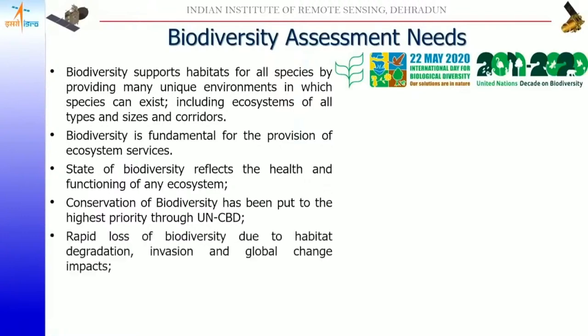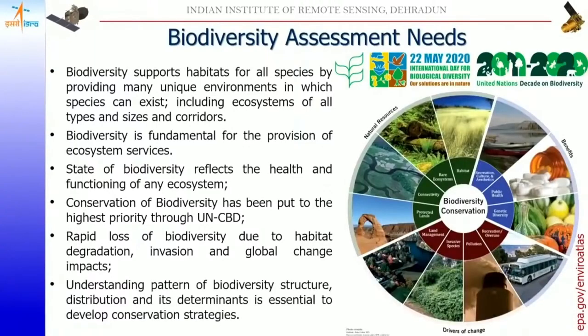If you see the recent trends, there is rapid loss of biodiversity in the industrialized era. It is basically due to the degradation of habitats or invasion, and also the global change impacts, because all the ecosystems are basically connected with each other, and global change has lots of impact on global biodiversity. So understanding the patterns of structure, its function, and also the various causes of its depletion is very important for biodiversity conservation.